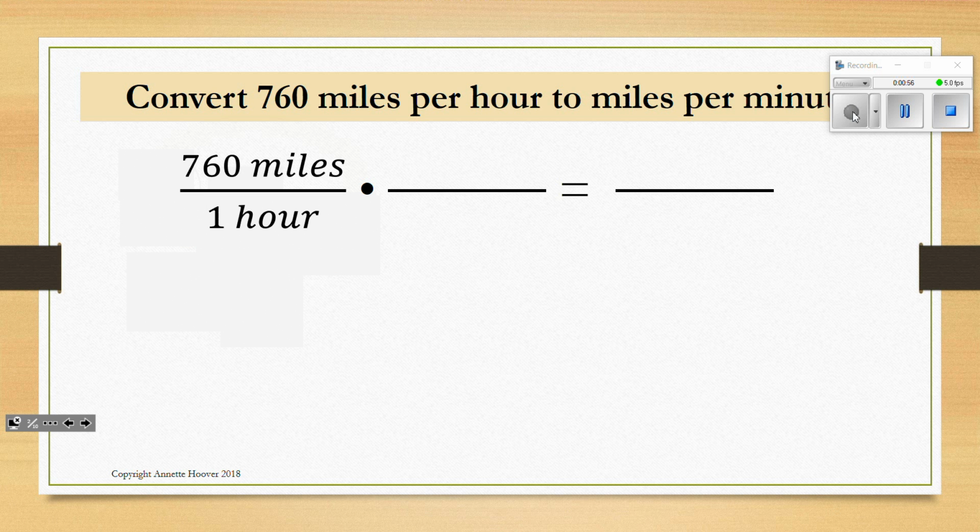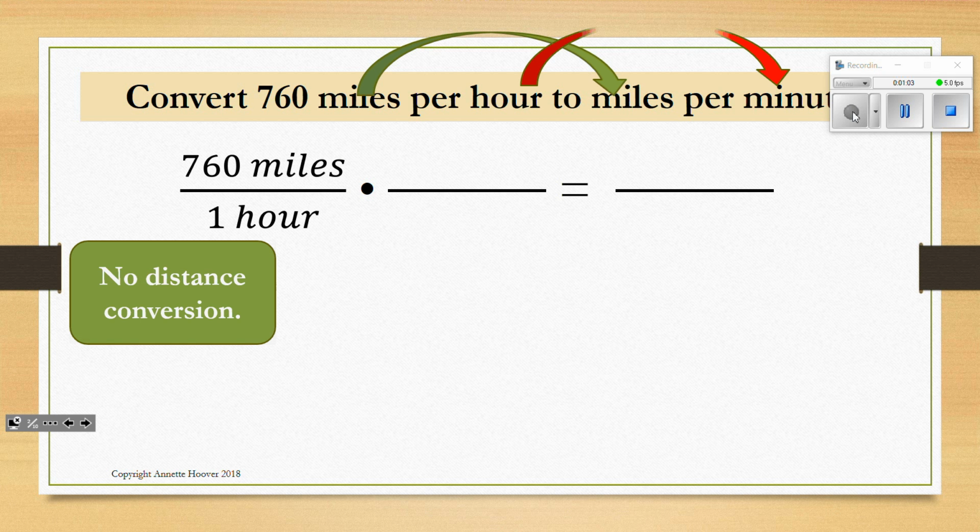Now, since there was no conversion for distance, that didn't change, all we have to do is convert from hours to minutes. So what you have to do is think, what is the conversion between hours and minutes? Think of the smaller, minutes are smaller, so you say how many minutes are in an hour. If you do not know that unit conversion, I have given you a unit conversion sheet. You can look it up. What we know is that there are 60 minutes in an hour.